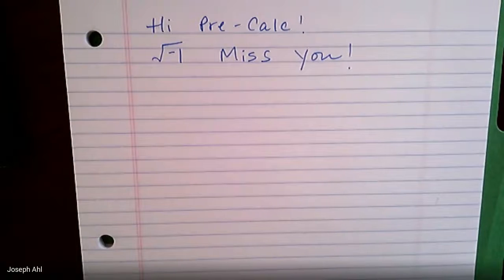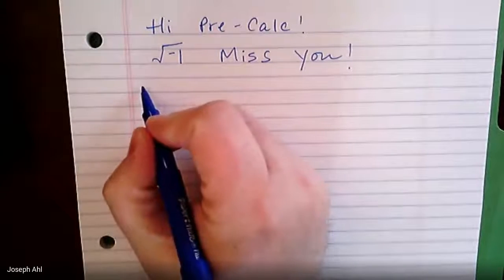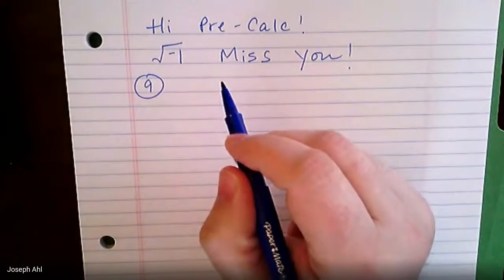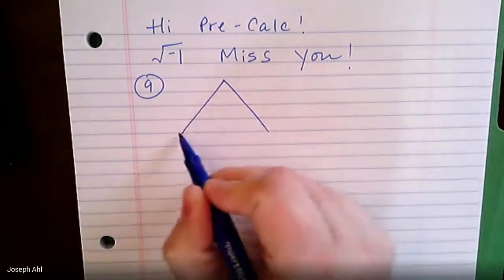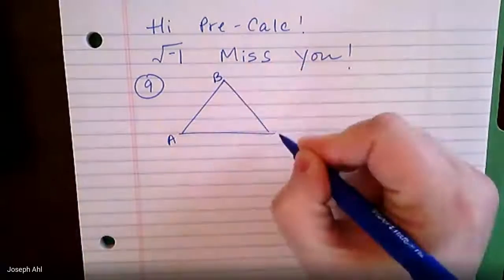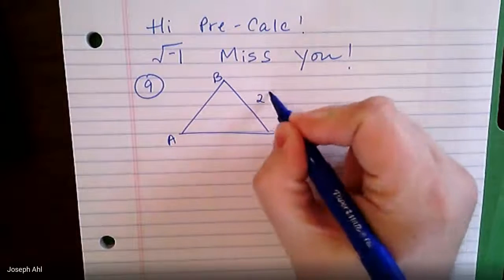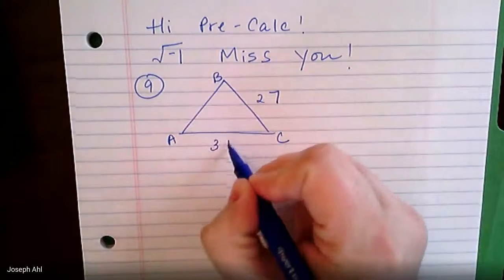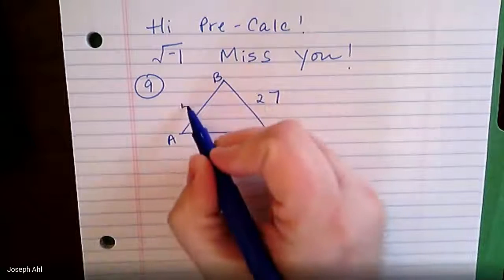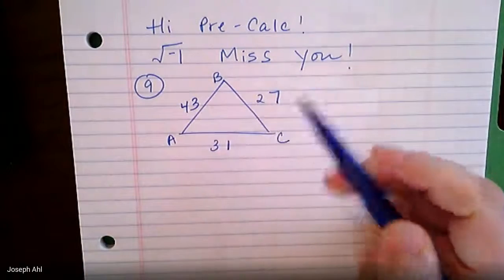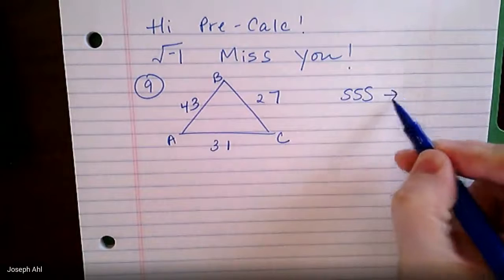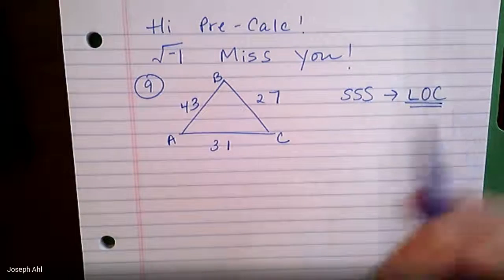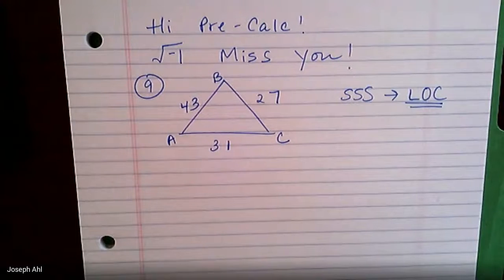So number 9, given the 3 sides of the triangle. For number 9 on the review, the 3 sides of the triangle ABC, we have that little a is 27, little b is 31, and little c is 43. When you're given side, side, side in a triangle, I hope that immediately makes you jump to law of cosines. I've used the abbreviation LOC for law of cosines a few times in some of the videos and notes.